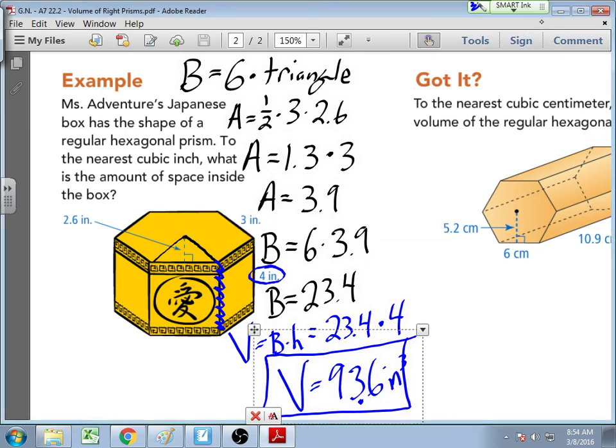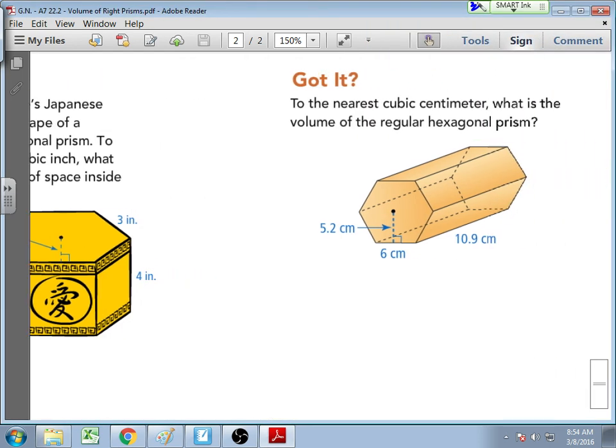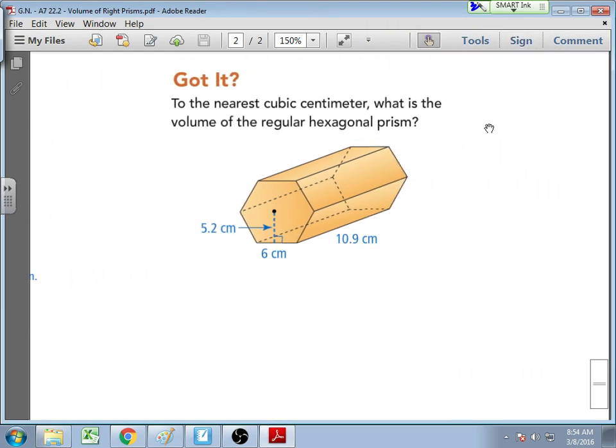Pause the video and try the final got it on your own. You want to make sure you break up that hexagon into triangles first to solve that area. I'm actually not going to solve this out. I'm just going to show the solution page. So pause the video. Try this on your own. If you have yet to do so, please do so now.